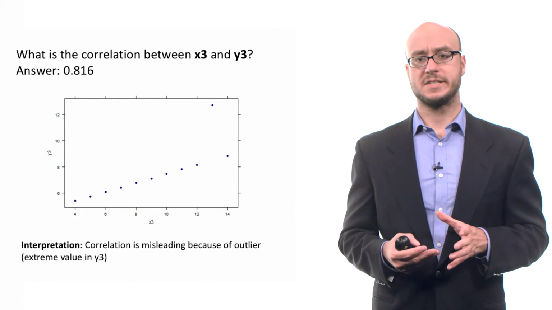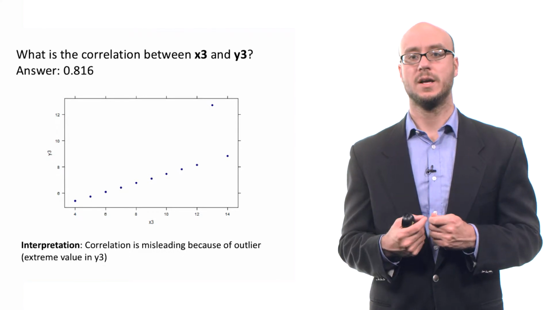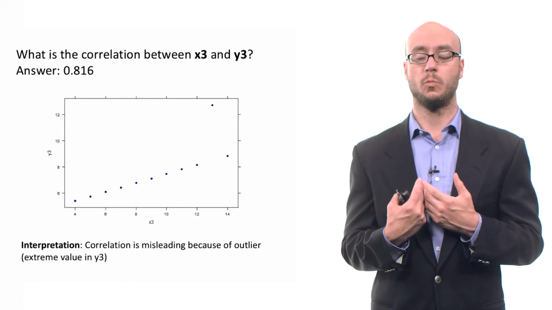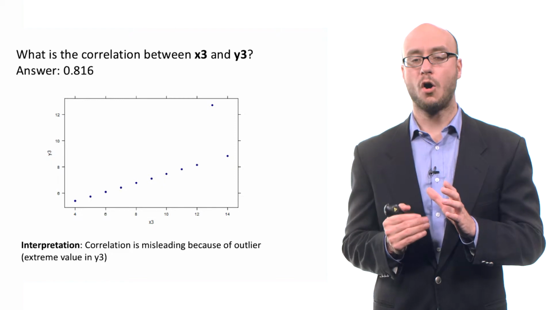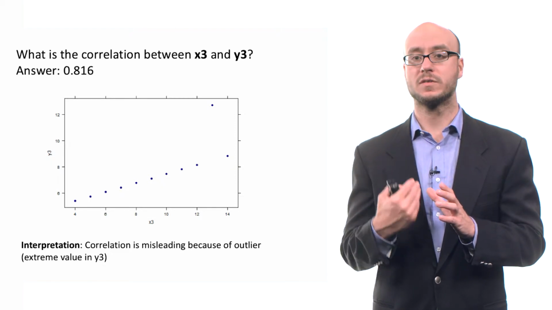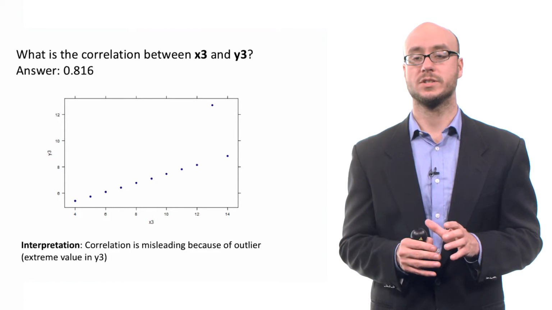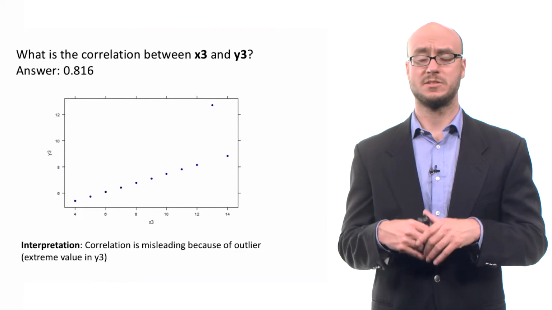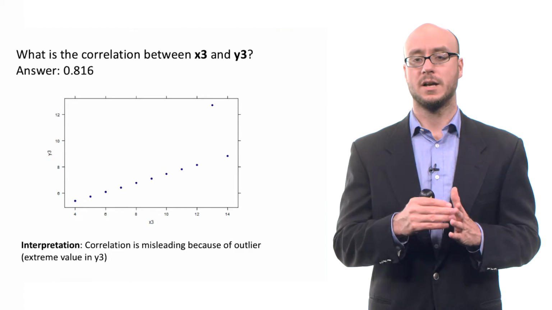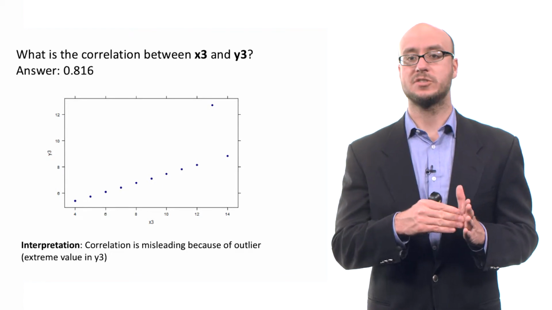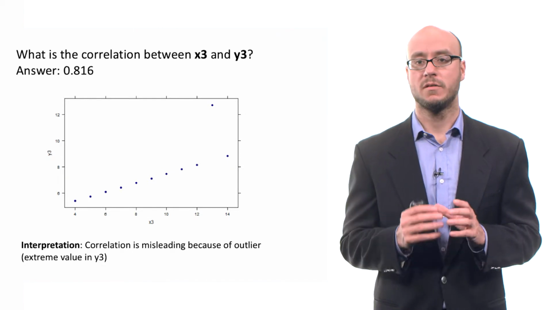But if we look at the scatter plot, you can see that we have this outlier. We have an extreme value with respect to y3. Okay? The effect of this outlier is to overstate the relationship if you just look at the correlation coefficient. So the correlation coefficient of 0.816 is much higher than the actual pattern in the data because of that one outlier. Here, the correlation coefficient suggests that as x3 increases, y3 increases, and vice versa.